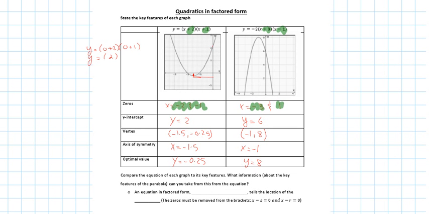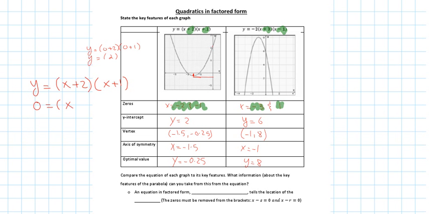Now, why is that? That is the question. Let's recall, what do the zeros mean? The zeros are the point where the parabola passes through the x-axis. The x-intercept, right? What's the y value at the x-intercept? 0. So if I take my equation, which is something times something equals y, we said that y is 0. So I'm going to set y equals to 0.